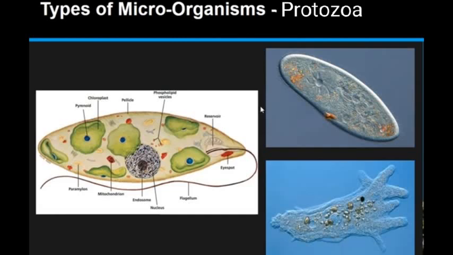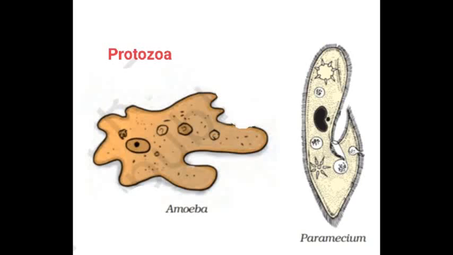Now the next classification that we are going to study is called protozoa. Protozoas are something that were found before life actually began. The first unicellular organisms were protozoas. Here we could see amoeba and paramecium shown as the two-dimensional picture.